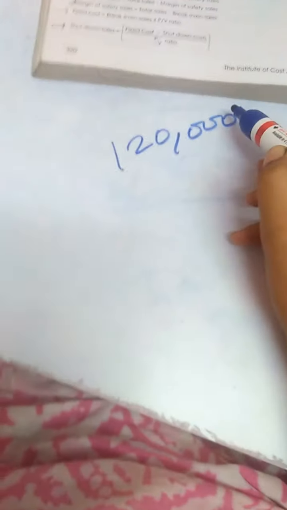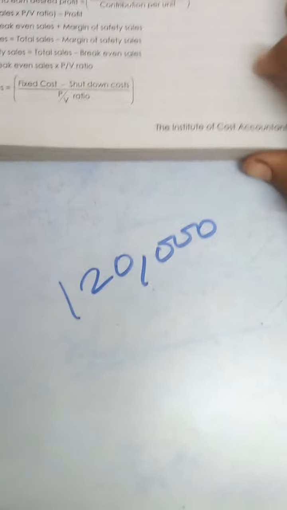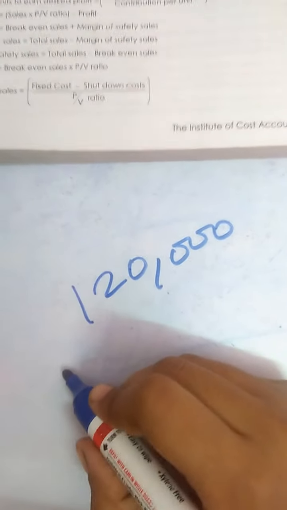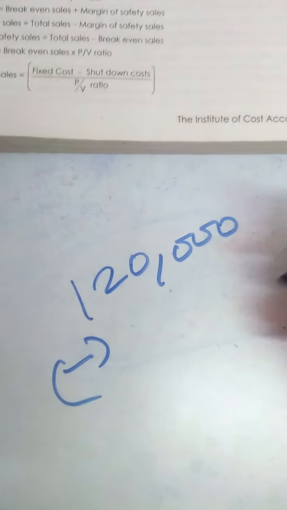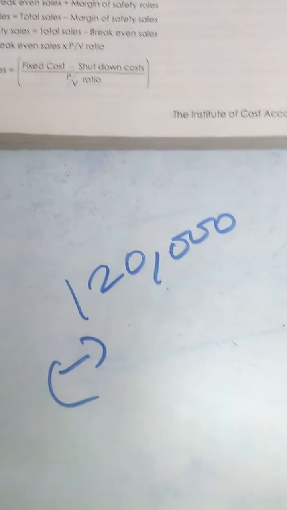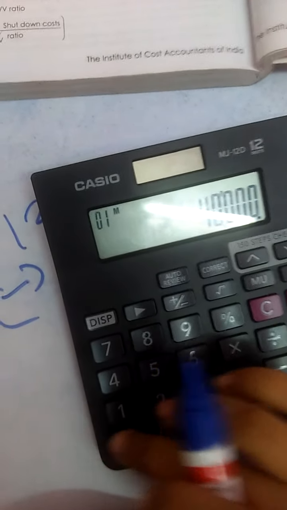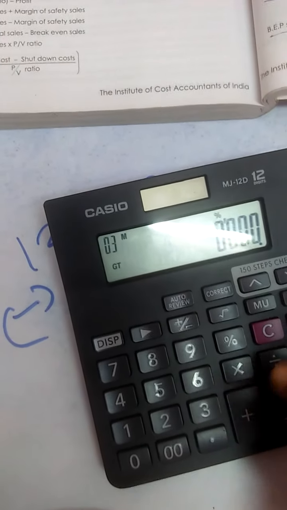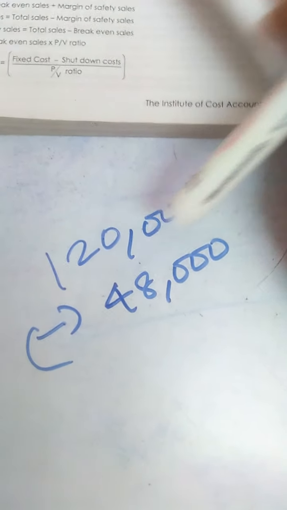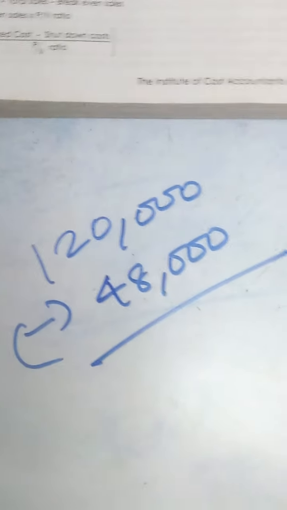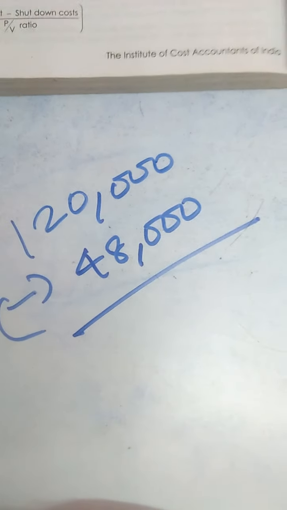If sales is 1,20,000, what is variable cost? Variable cost will also increase along with the sale volume. So 48,000 is variable cost. Thank God it's right. And just minus it to find out the contribution.